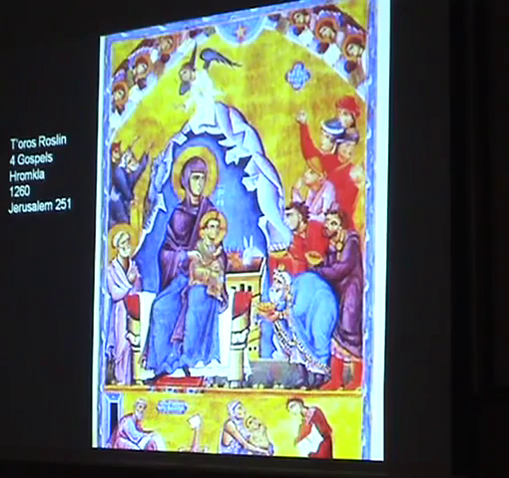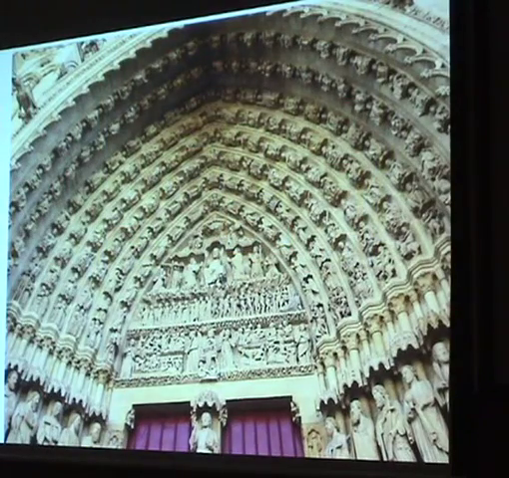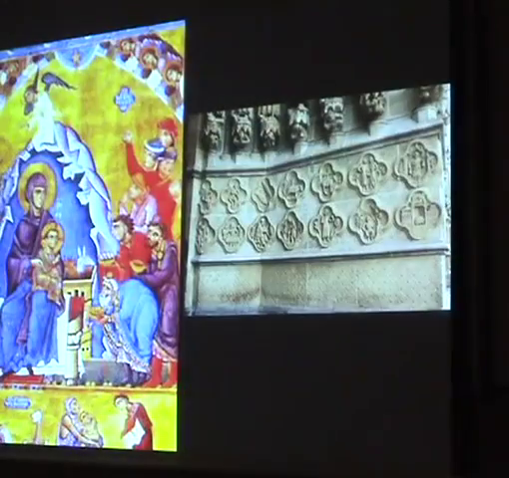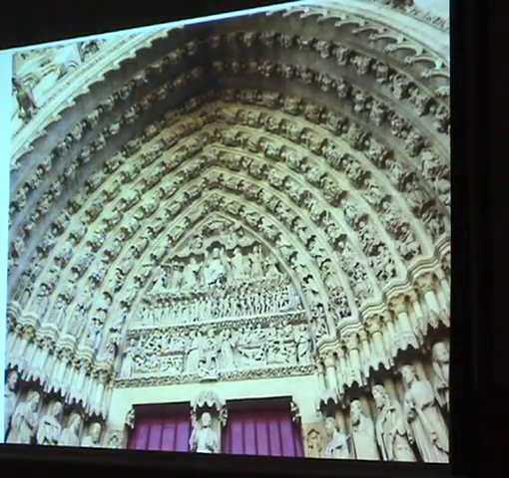Can we go to the next, please, Mark? So like this, right? You have the archivolt. This is Amiens. And you have the archivolt, and you have the tympanum, as it's called, and then a lintel.